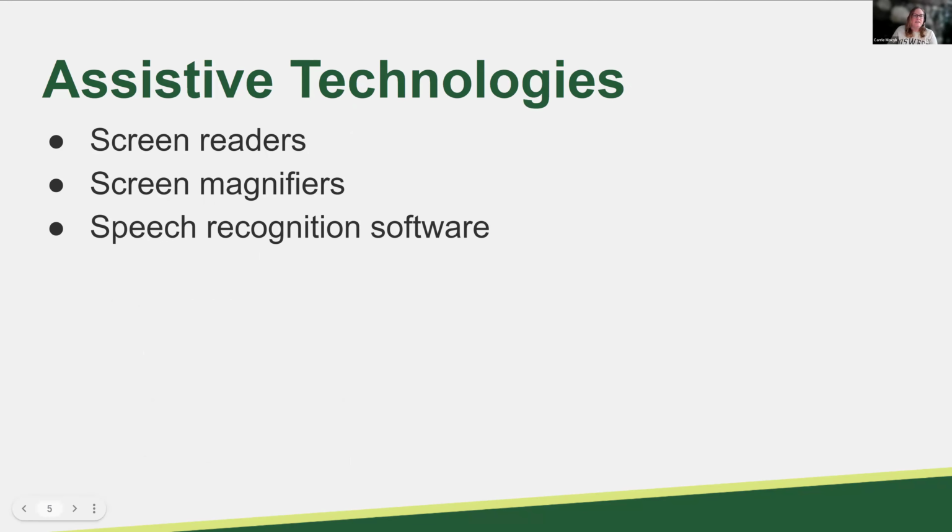So assistive technologies. They're tools, devices and software designed to help people with disabilities interact with digital and physical environments more effectively. So I provided screen readers, screen magnifiers, speech recognition software. There's things called JAWS, NVDA, which is Non-Visual Desktop Access. There's VoiceOver, there's ZoomText and Windows Magnifier, Dragon NaturallySpeaking. There's some built-in tools in Windows.